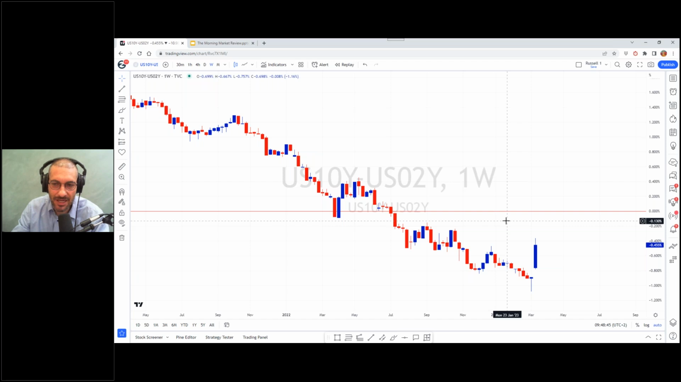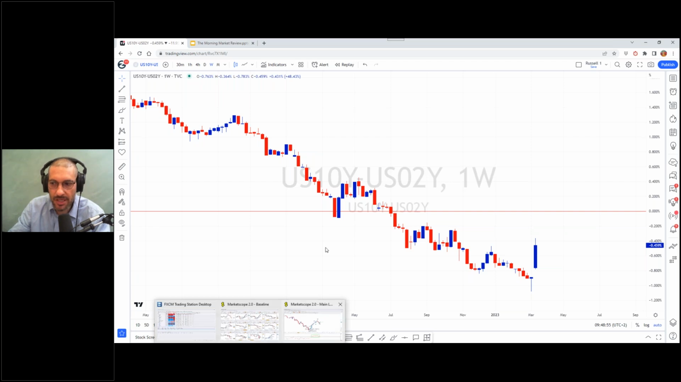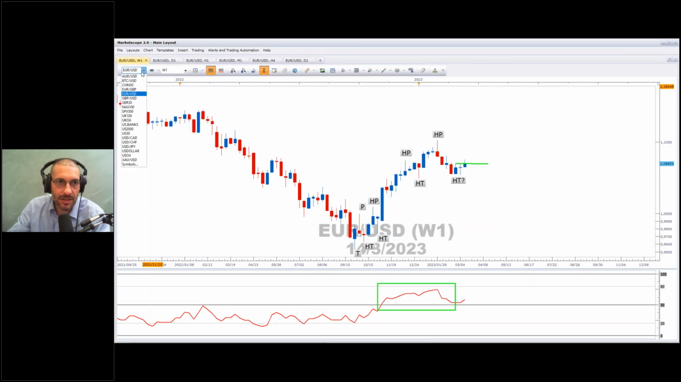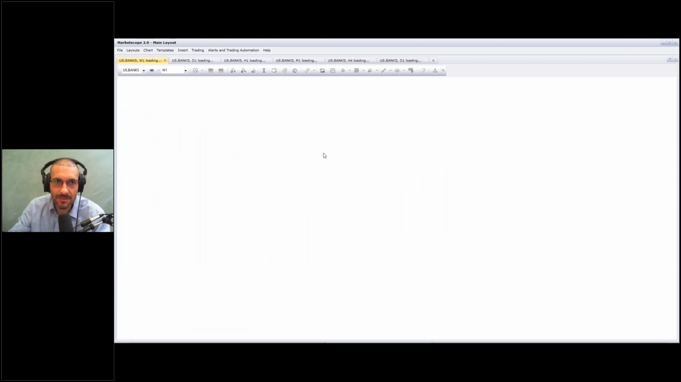Again, very speculative. We're missing a gigantic piece of the puzzle. What's that piece of the puzzle? It's inflation. All right. I want to just take a look at 2 more charts. The first chart I want to take a look at is the US banks basket.